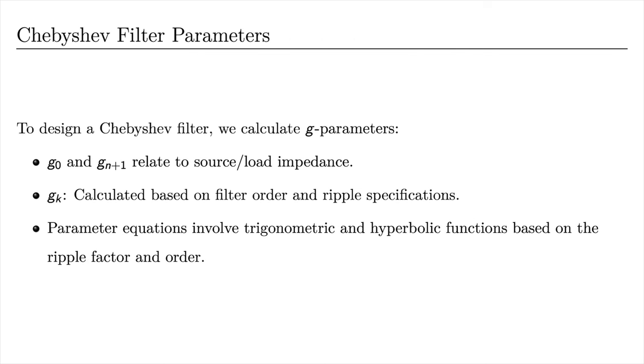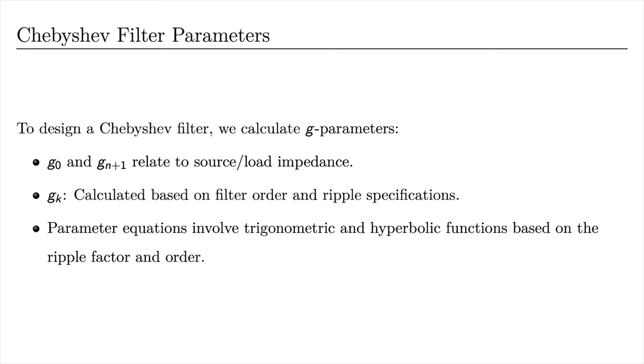To design a Chebyshev filter, we calculate specific g parameters. g0 and g(n+1) relate to source and load impedance. gk is calculated based on filter order and ripple specifications. These parameters are derived using trigonometric and hyperbolic functions.